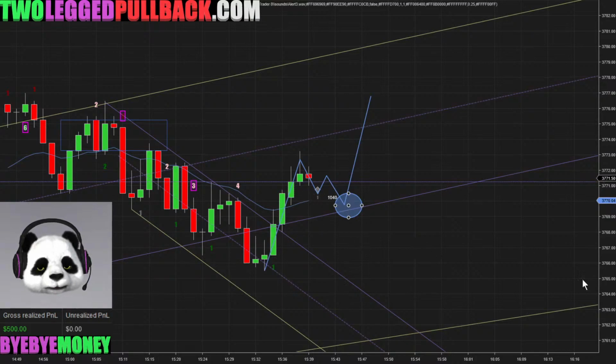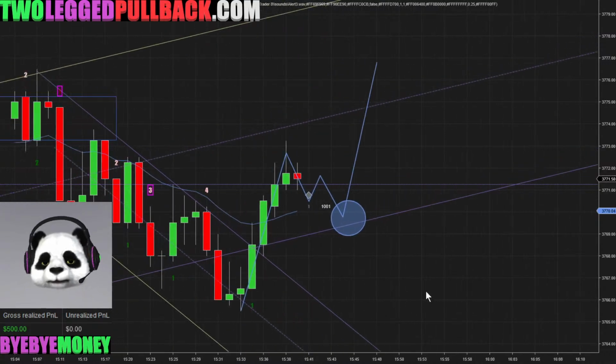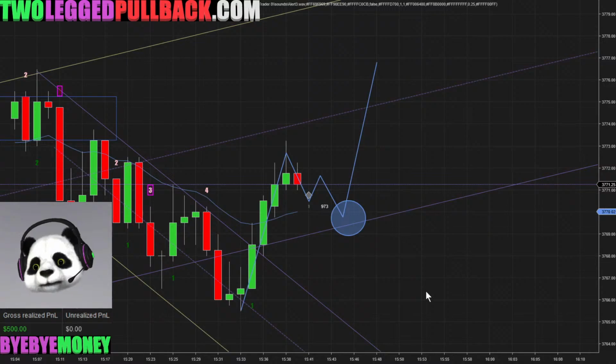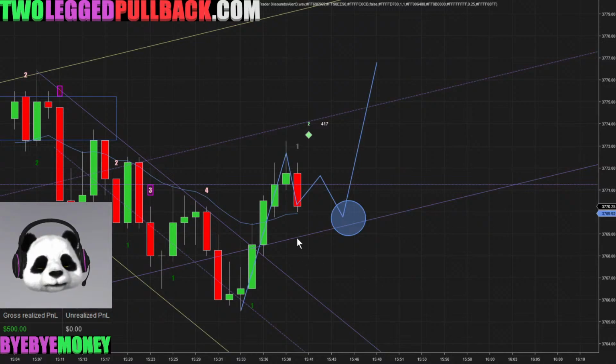Okay, we're getting a micro double bottom here. Alright, our first pullback. First pullback. Beautiful. First pullback.